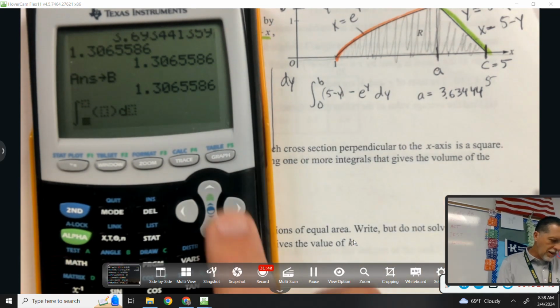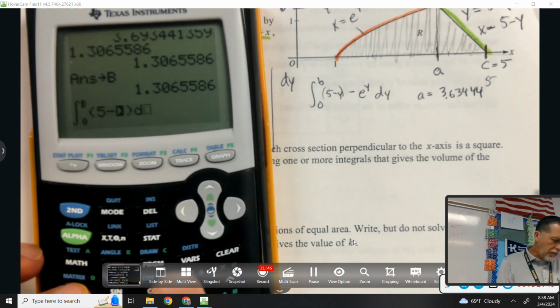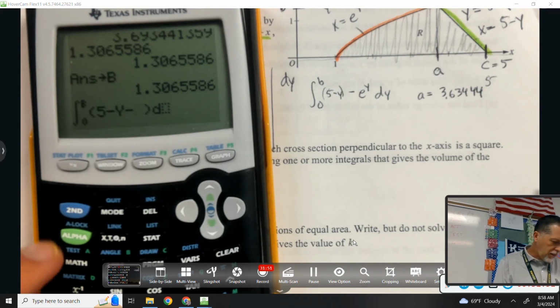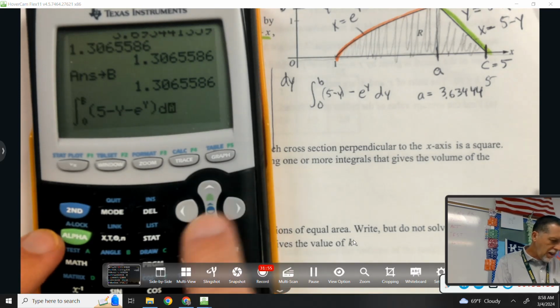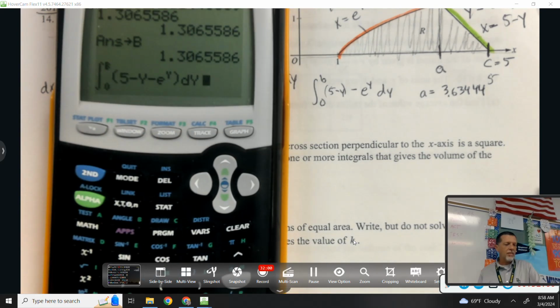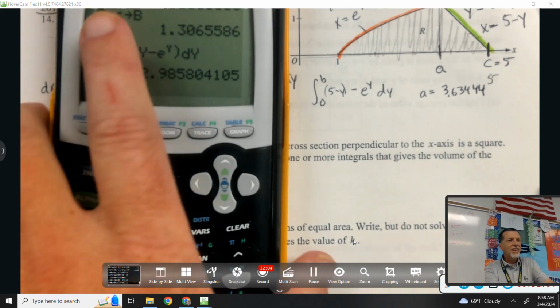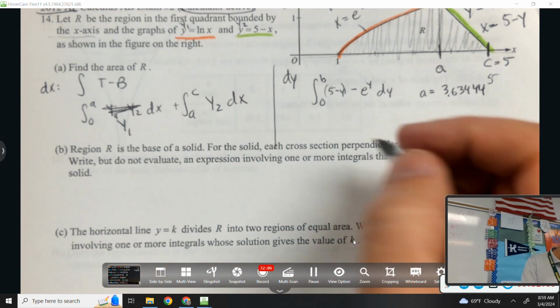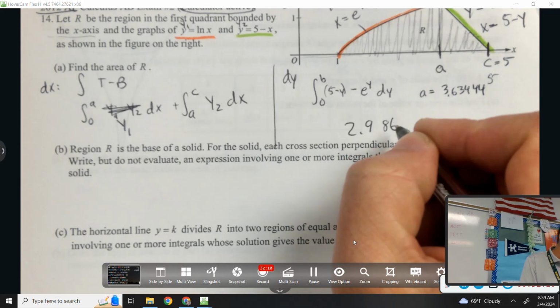Math 9, 0 to b, 5 minus, I'm going to keep it in y, minus e to the y, dy. Again, if you don't like hitting the y's all the time, you can put it all in x's. 2.986, is that what you got? She got 2.986. I got 1.986.